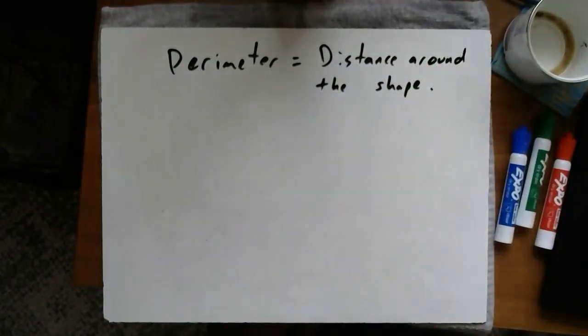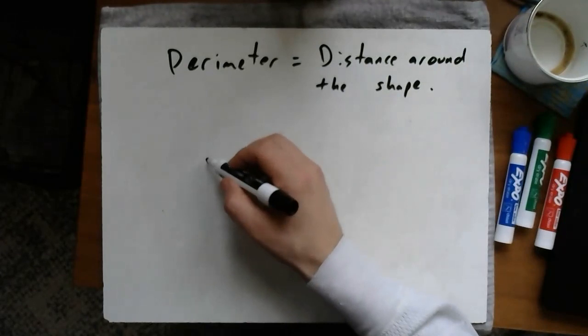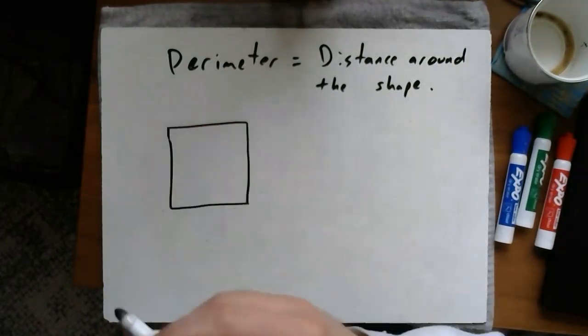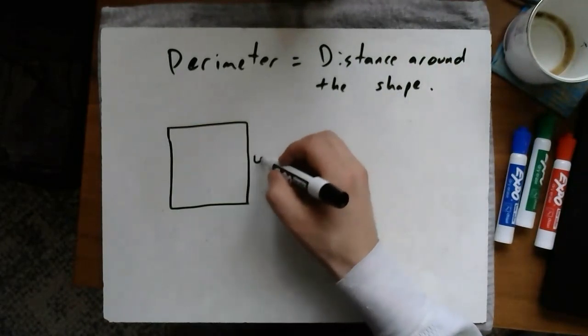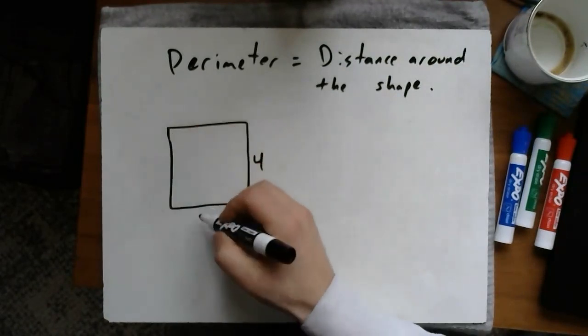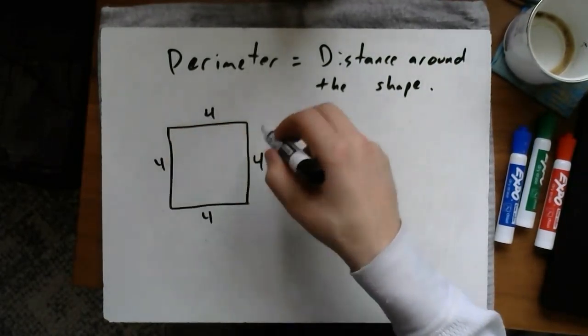Okay, so we can find the perimeter of shapes where we don't always have all the information listed. So for example, given a square, if I know that this square has a side length of 4, well, I know that these other side lengths are also going to be 4, because part of being a square is that all sides are the same length.